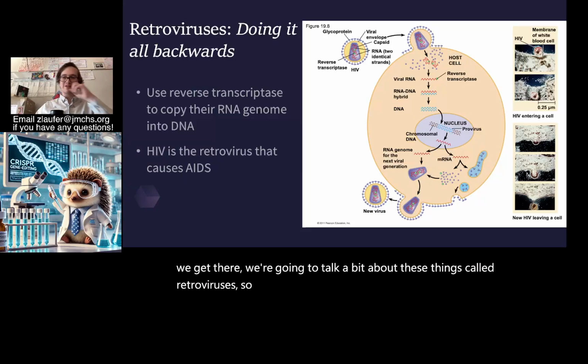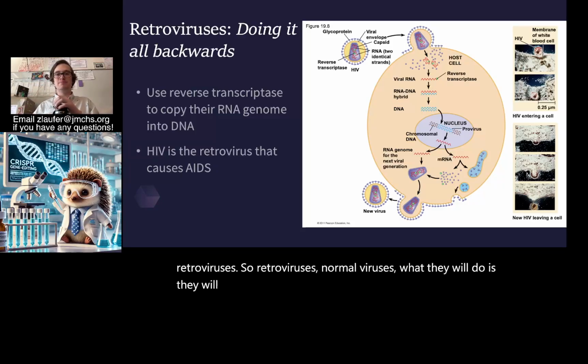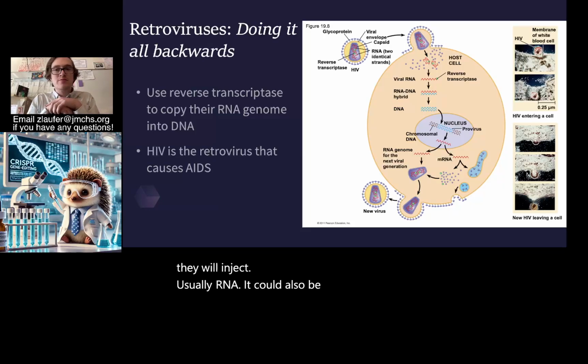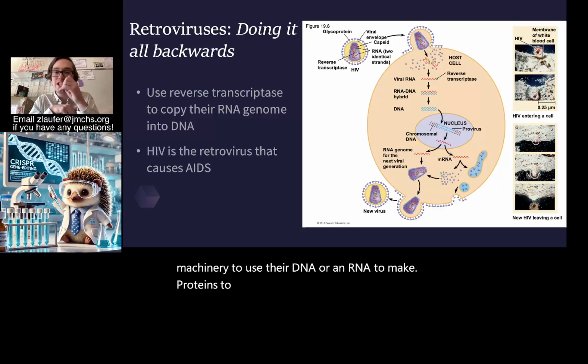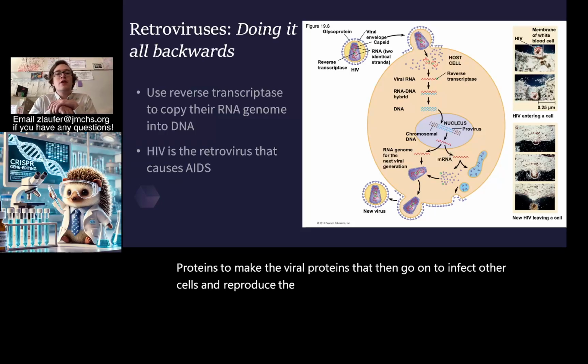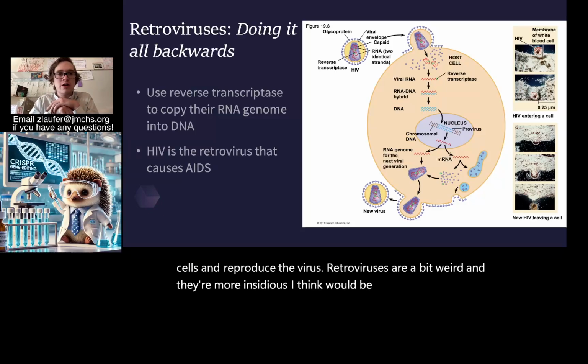Retroviruses, normal viruses, what they will do is they will inject, usually RNA, it could also be DNA, and then hijack the body's machinery to use their DNA or RNA to make proteins, to make the viral proteins that then go on to infect other cells and reproduce the virus. Retroviruses are a bit weird, and they're more insidious, I think would be the best word for it.